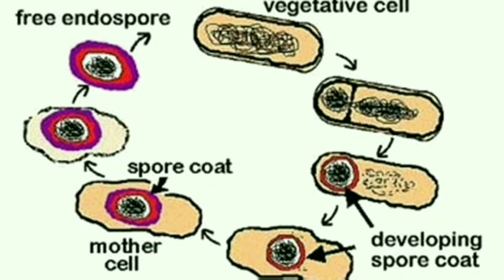In the next stage, the cortex develops around the DNA, and in the next stage, the protein coat, often known as the spore coat, develops. And in the next stage, the maturation of the endospore occurs. Now, the matured endospore is released by the destruction of the bacterial cell. This explains the overall process of sporulation or sporogenesis.